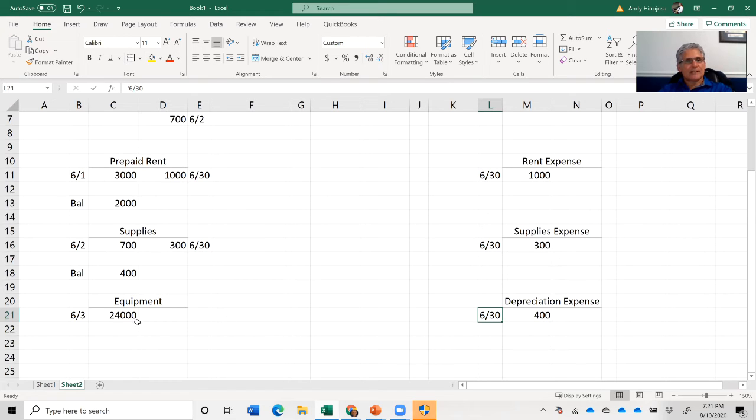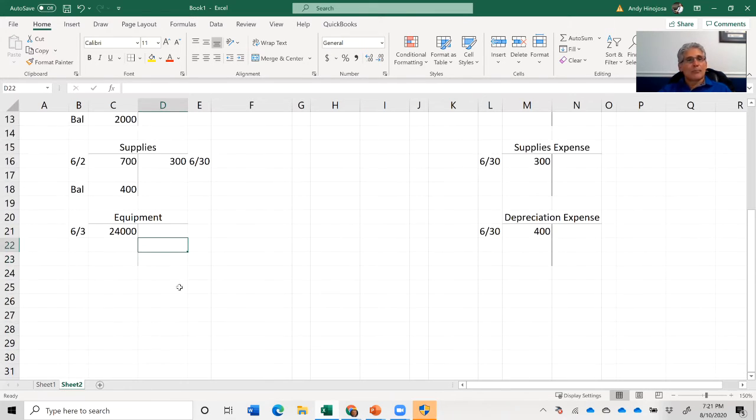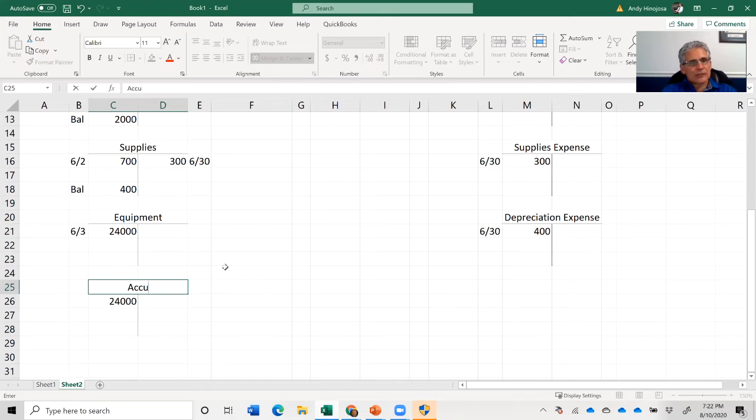And if you're seeing this, and if you're thinking, okay, that means I need to credit my equipment for $400, I'm going to be very proud of you if you thought of it that way. Unfortunately, it's wrong. But at least you're seeing the relationship between these other accounts that we adjusted. And you're thinking, okay, that would make sense. And if you had that thought process, that's very good. But that's not the way it's done. We're going to actually create another account called accumulated depreciation.